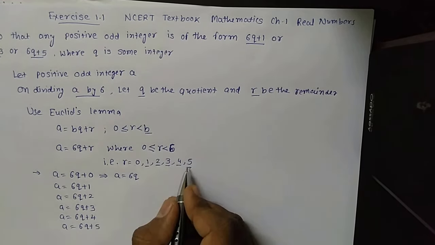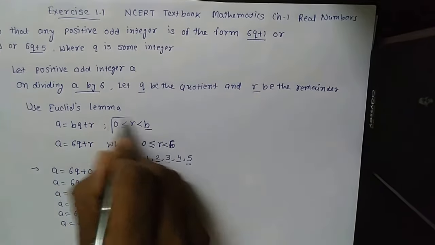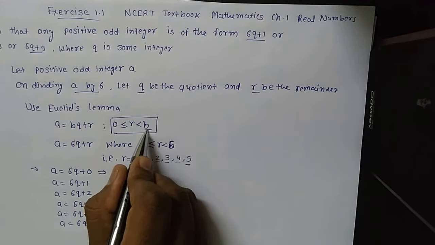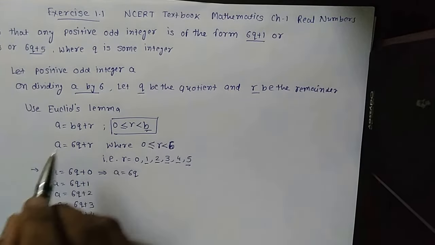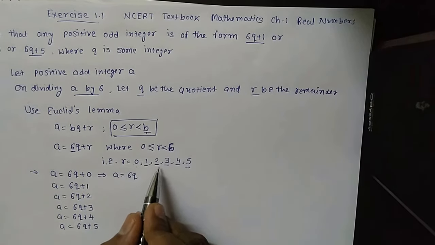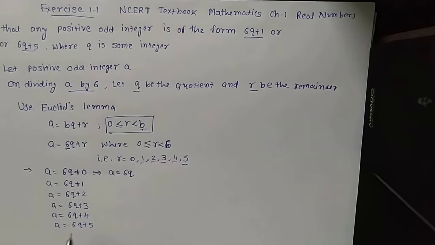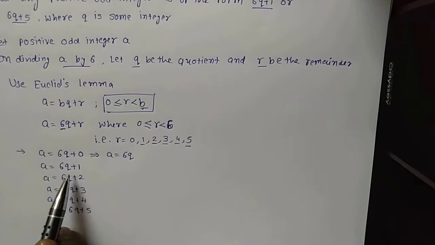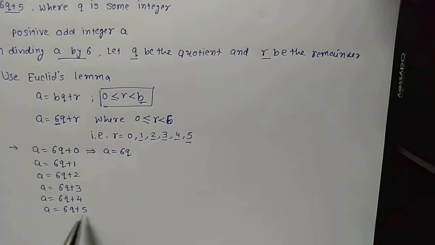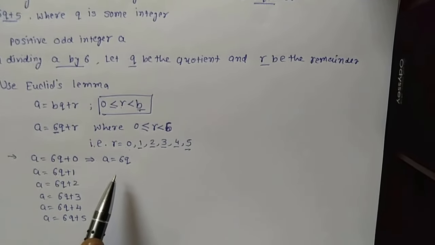We should not take any more values than this because, as per Euclid's division lemma, 0 is less than or equal to r is less than b, and here the value of b is 6. So these values are 0, 1, 2, 3, 4, 5, but it would not be 6 or more than 6. Now we have the values a is equal to 6q plus 1, 6q plus 2, 6q plus 3, 6q plus 4, 6q plus 5, as well as a is equal to 6q.